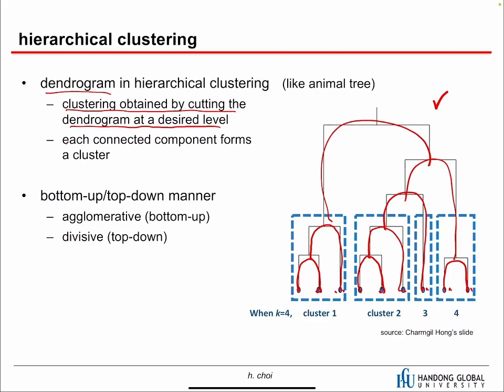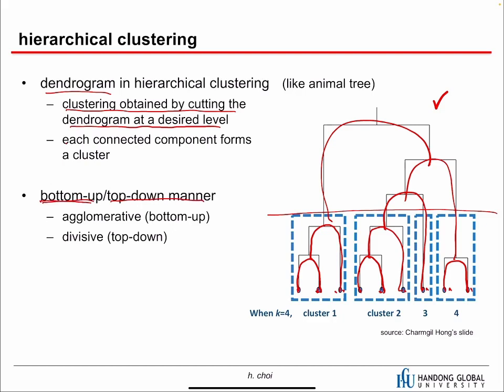So you can define the level of hierarchy. Based on the level of hierarchy, you can draw a line and then stop, or you can just define the number of clusters. Then we know when to stop. We are going to talk about these issues in detail in the next slide. Basically, in hierarchical clustering, there are two different directions. First one is bottom up, and second one is top down.